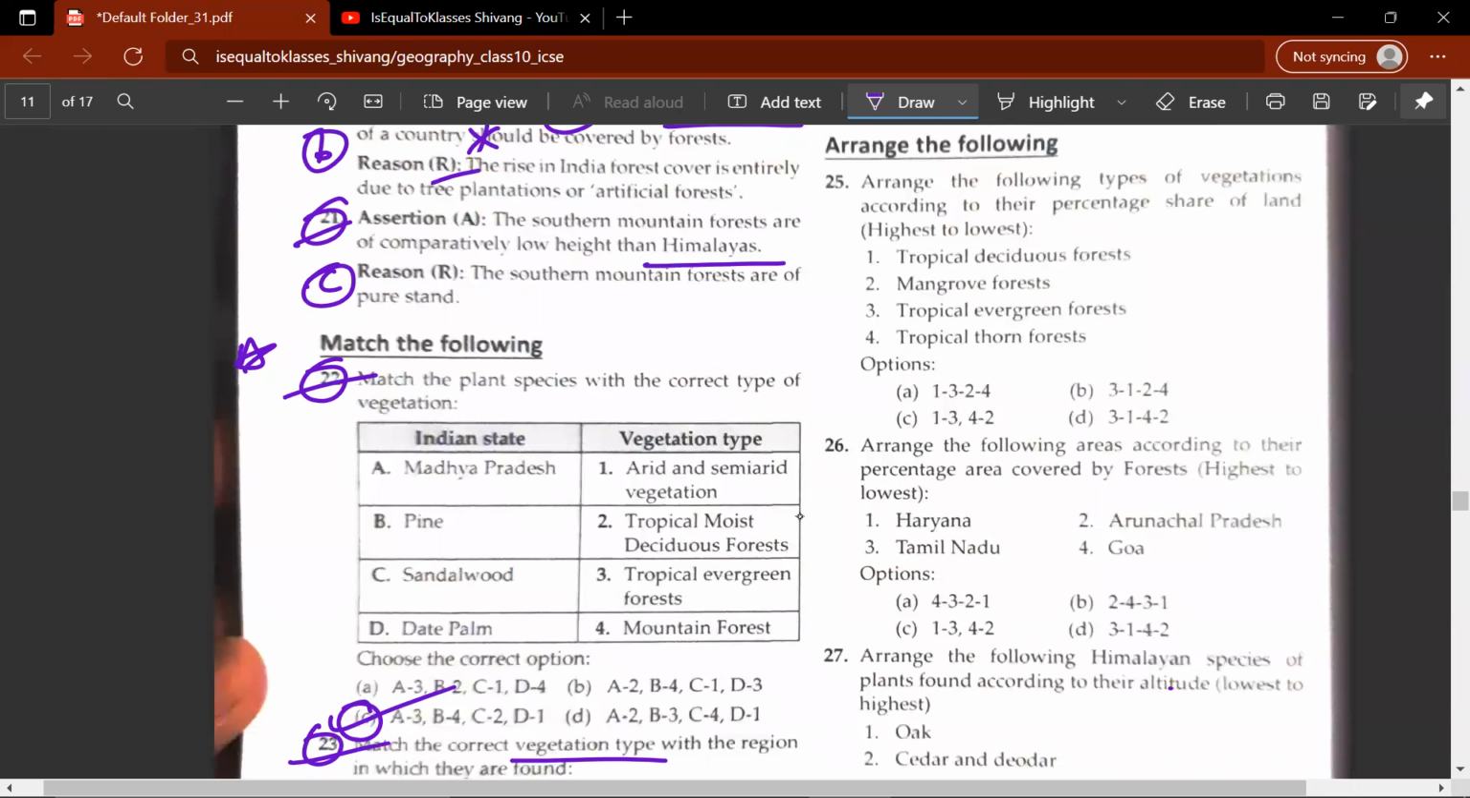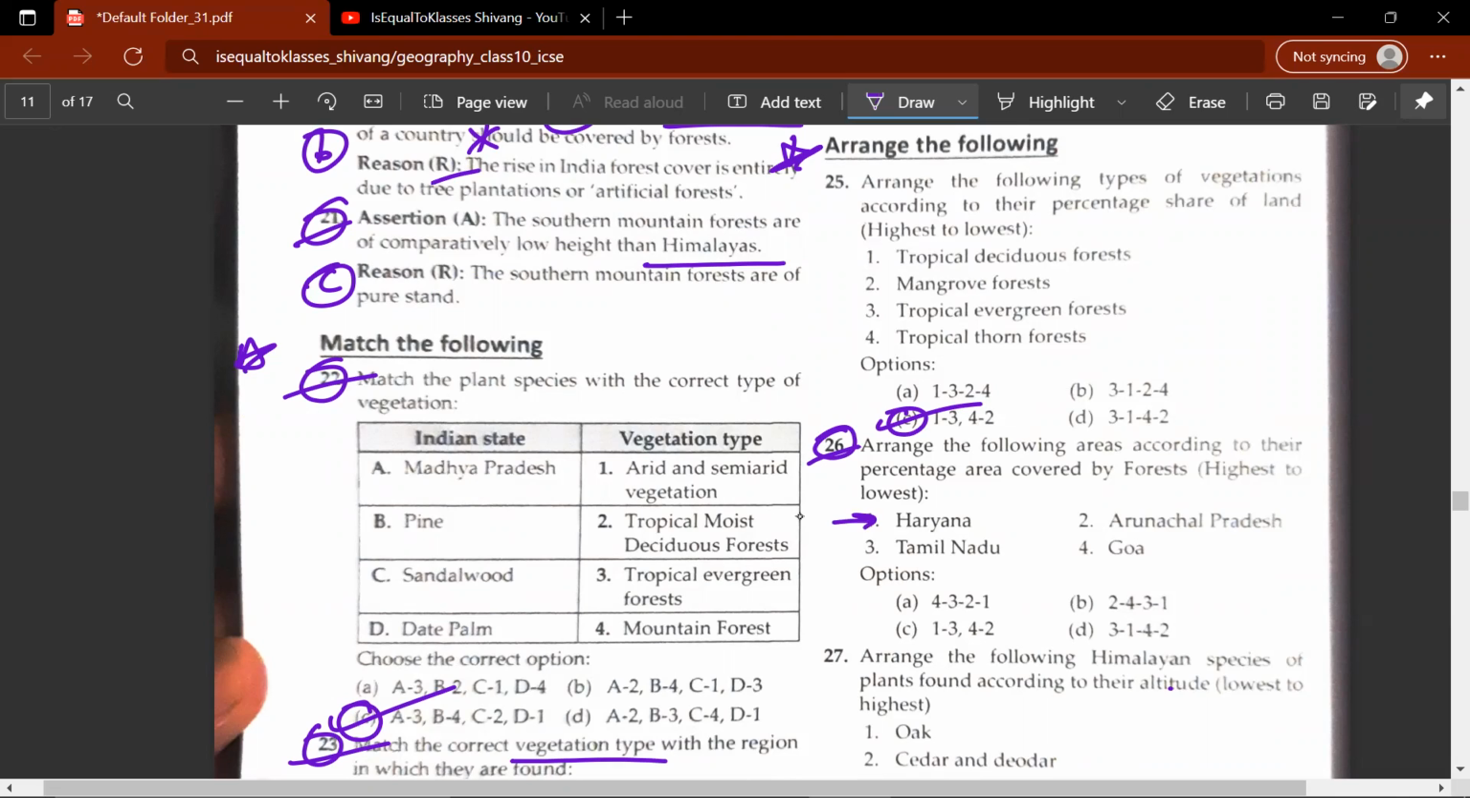25th question. Arrange the following types of vegetations according to their percentage share of land, highest to lowest. 1, 2, 3, or 4, what will be the correct option? So the correct option for this would be C, 1, 3, and 4, 2. 26th question. Arrange the following areas according to the percentage area covered by forest, highest to lowest.